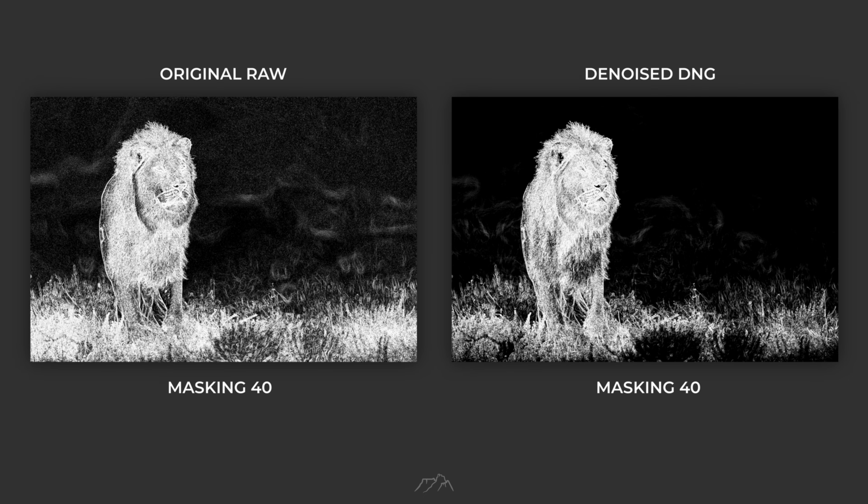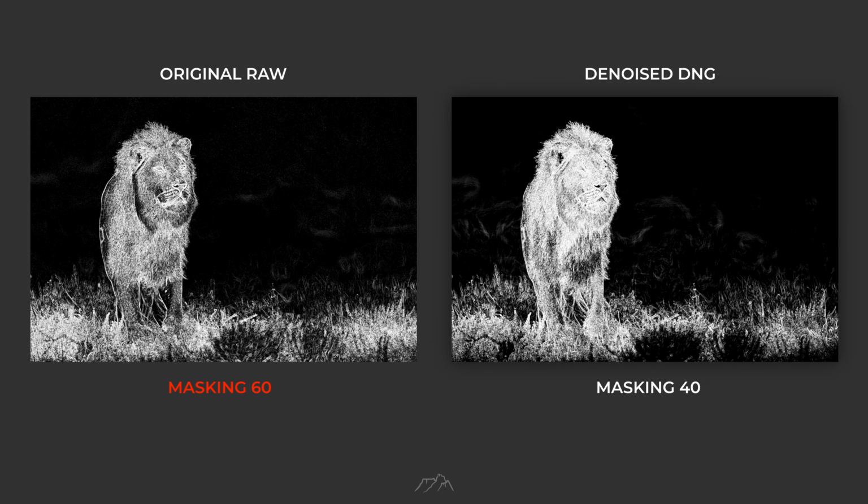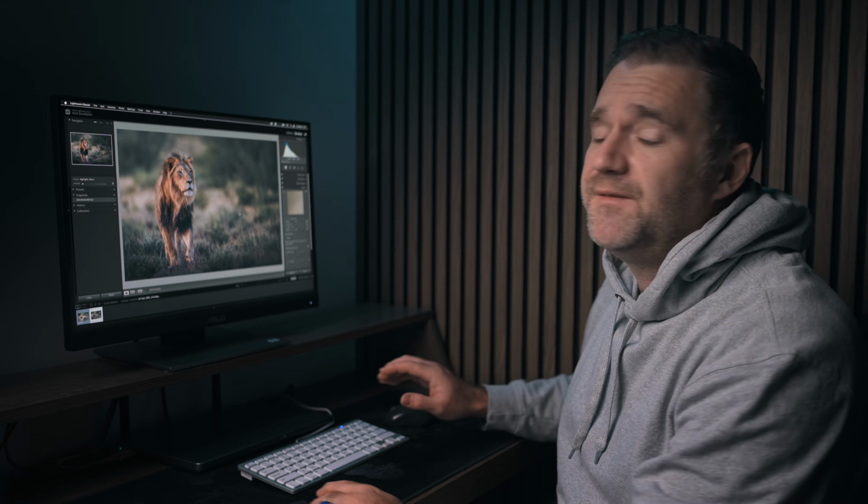To eliminate that unwanted background sharpening in the original file, I'd need to raise the masking to around 55 or 60, but doing that also removes sharpening from important areas in the lion's face and fur. So the benefit of using the denoised version is clear. It allows me to use a lower masking value while still sharpening more of the fine detail where it matters most.